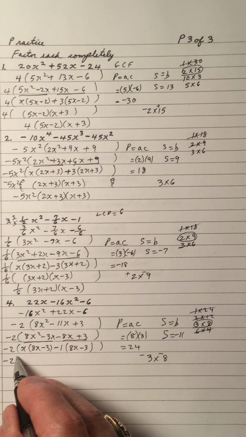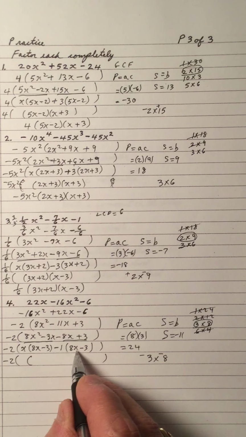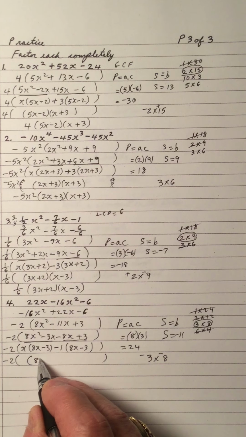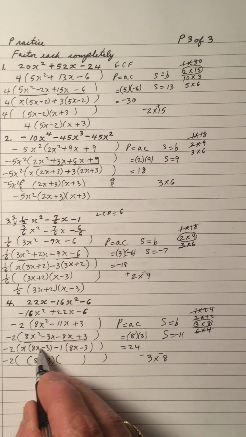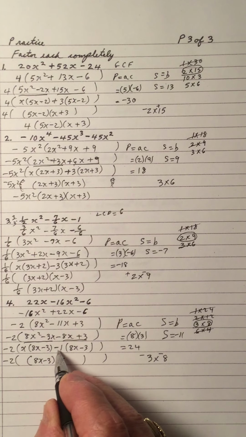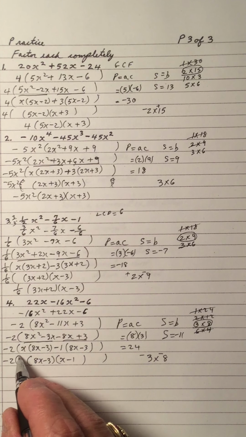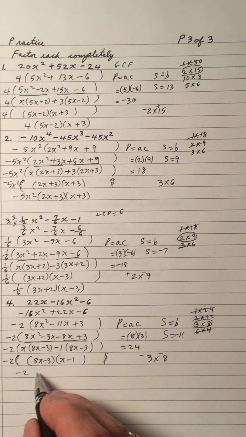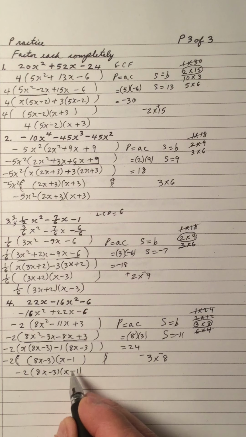So that's negative 2, big bracket. The binomial GCF, two of them are the same. So we take an 8x minus 3 out. And what's left is an x and a minus 1. And to tidy it up, remove those big brackets, take them away. So we get negative 2 times 8x minus 3 and x minus 1.